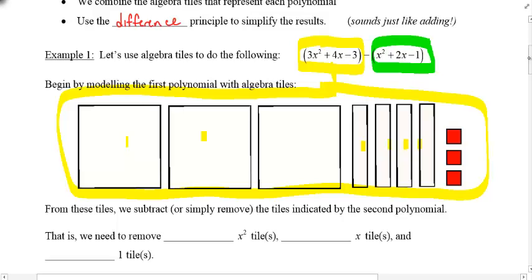So from these tiles, what I'm asking you to do now is let's subtract or remove the tiles indicated by the second polynomial. So that's the stuff in green. Notice I'm going to subtract one of the positive x squared tiles. That's this. I'm going to actually subtract from it also 2 positive x tiles. And then finally subtract 1 negative 1 tile. So subtract just means remove.